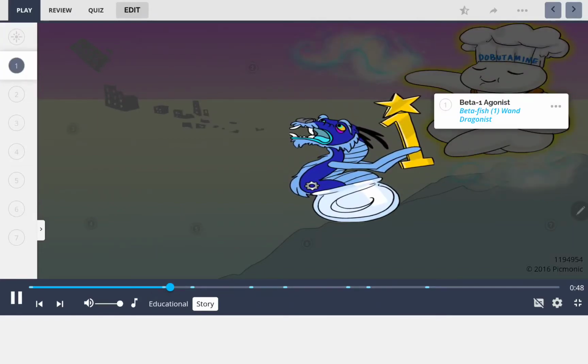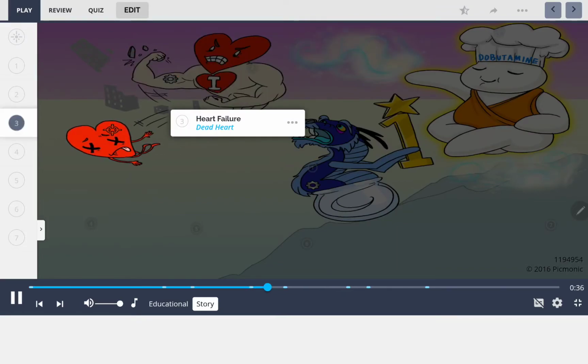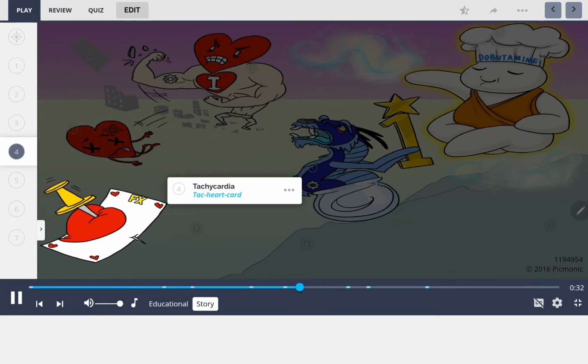A beta fish dragoness with a 1-1 came to me because an evil monster was destroying and pillaging his village. It was a mean old eye heart flexing, so I used my spiritual powers to kill that heart dead. Then we tacked the heart to a card to let everyone know we don't take kindly to pillagers around here.